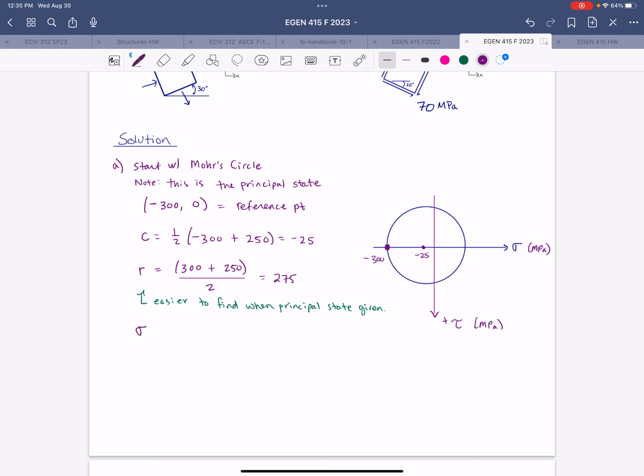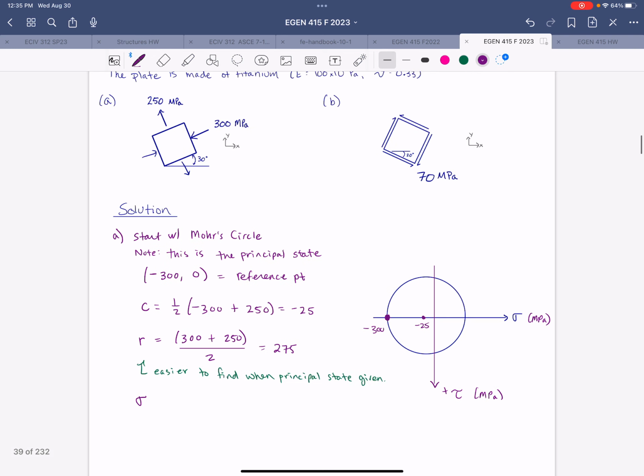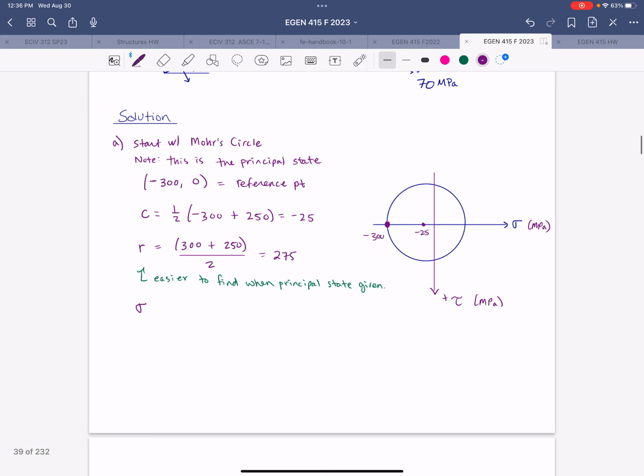And then we can go ahead and calculate. What we're interested in ultimately are the strains, right, in X and Y. But first we need to get stresses. So we want the normal stress in X and the normal stress in Y. So to get from this principal state to the XY state, we need to rotate 30 degrees clockwise in the physical, right, which is 60 degrees clockwise on Mohr's circle. So something like this.